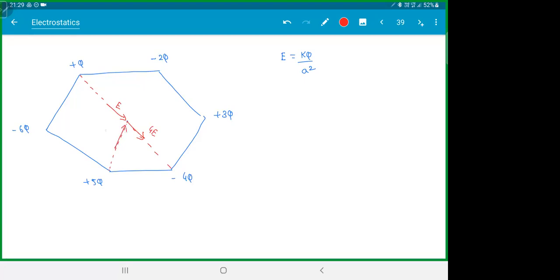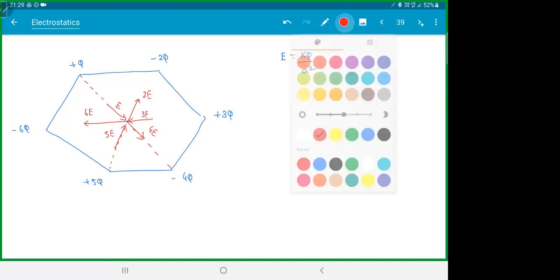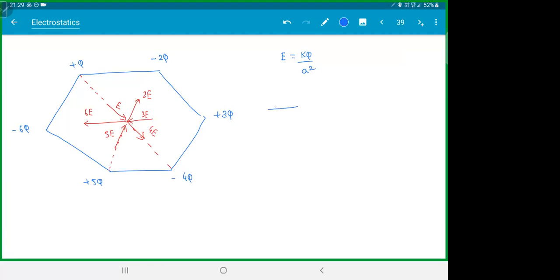This is 5E. This is 2E. This is 6E. This is 3E. These are the vectors. If you just take the resultants, you'll observe this is 9E, this is 7E, and this is 5E, all making an angle of 120.